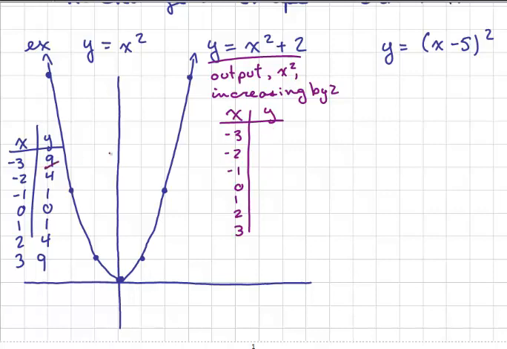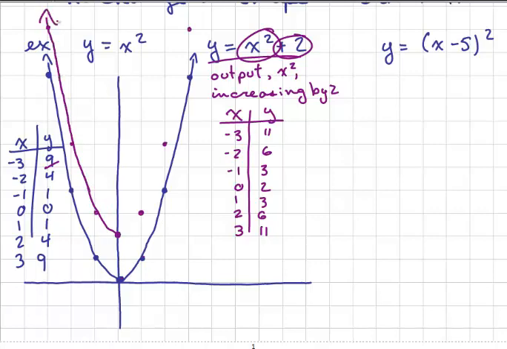So instead of 9, we're going to have 11. Instead of 4, we'll have 6. Instead of 1, we'll have 3. Instead of 0, we'll have 2, 3, 6, and 11. So we're just taking our regular x squared and bumping it up 2. So that means I can take my generic parabola and take all of my key points here and just bump them up by 2. So this is a vertical translation. When I go y equals x squared plus 2, my graph is going to move up 2. What do you think happens if I go y equals x squared minus 2? Right, it should move it down 2.